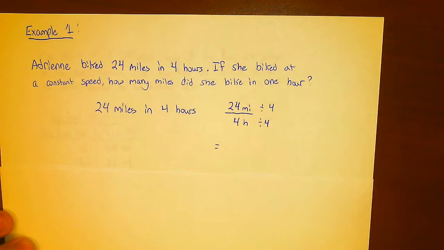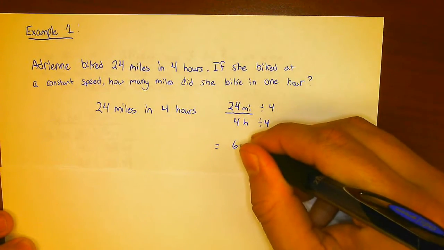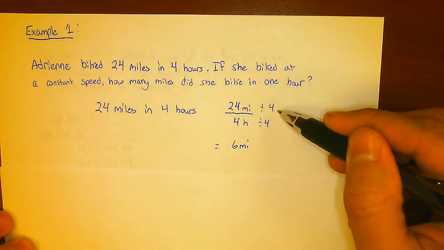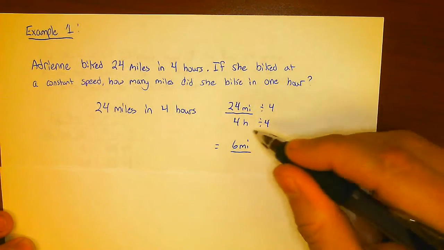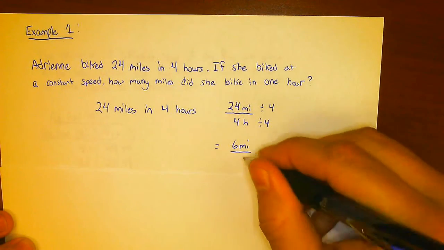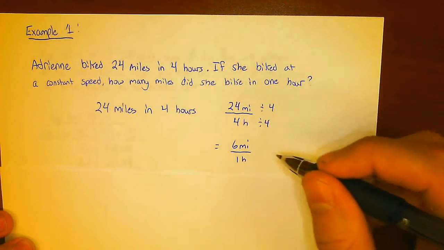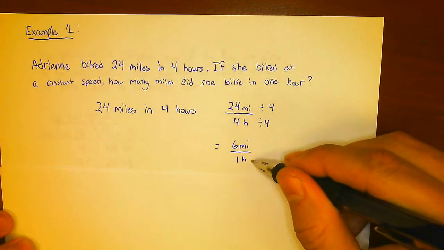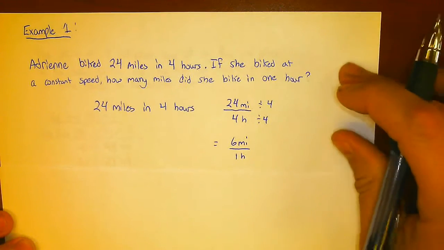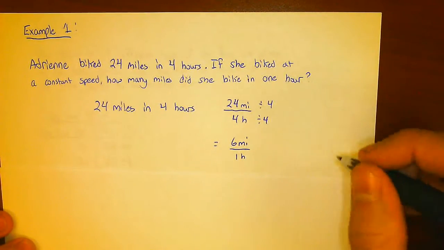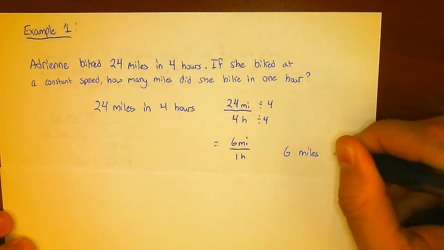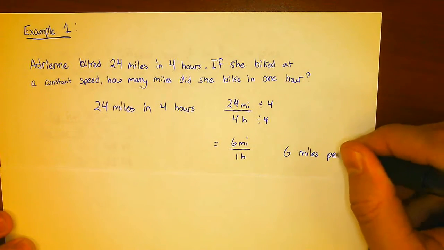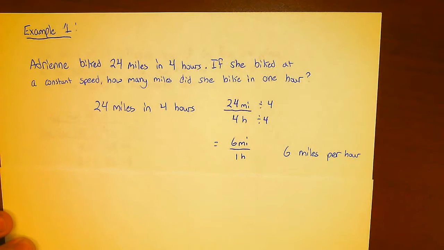After doing that, you should be left with 6 miles, because 24 divided by 4 is 6. And that'll be over 1 hour, because 4 divided by 4 is 1. I believe I just said mile, I meant hour. So 6 miles over 1 hour. That is your unit rate, and that can also be written as 6 miles per hour. Alright, pretty simple.